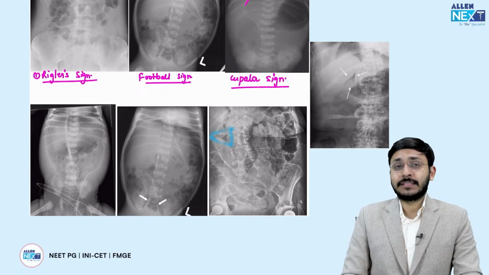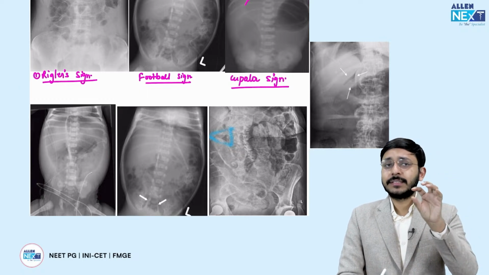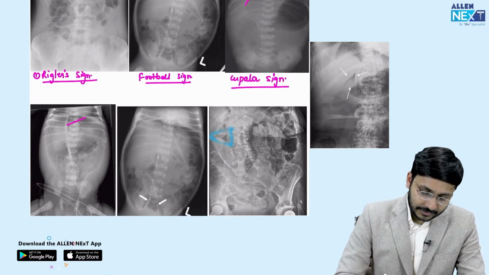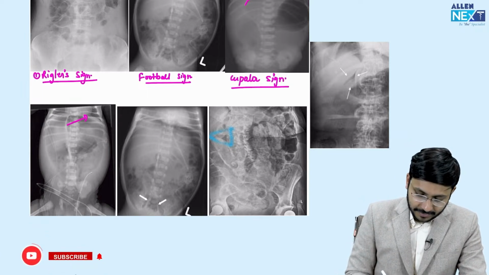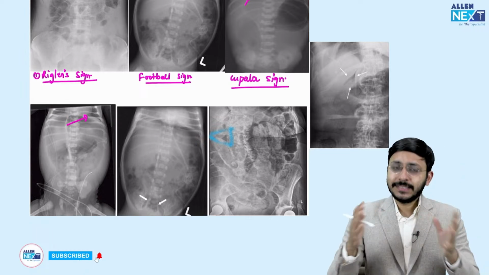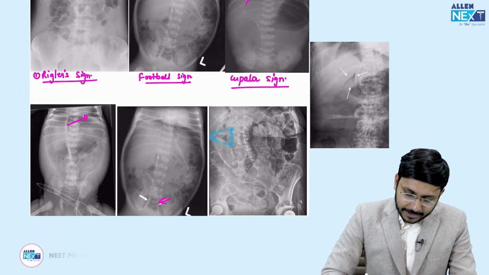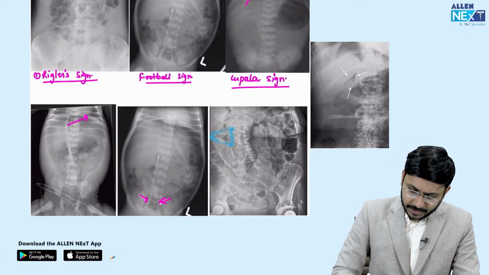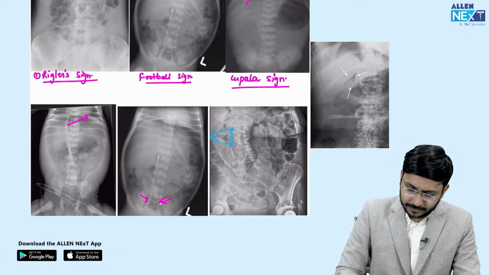Similarly, in cases of massive pneumoperitoneum, the ligaments within the abdomen get outlined. So if the falciform ligament is outlined, it is known as the falciform ligament sign. And similarly, if the lateral umbilical ligaments are outlined, this is the inverted V sign.